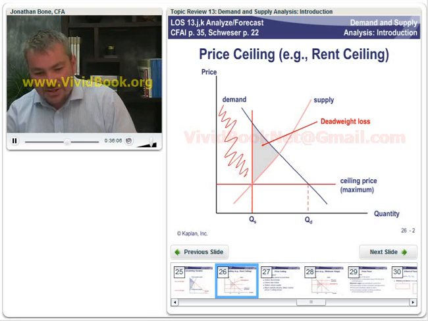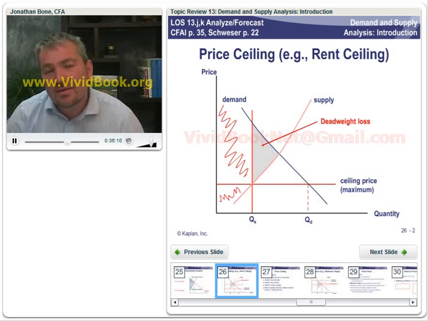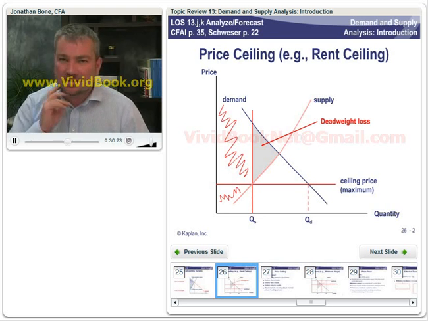Notice your producer surplus is much smaller. In aggregate, though, the two are smaller than they would be at equilibrium, giving us our deadweight loss. So in fact, consumers probably have won here, but at the cost of producers. Overall, society is worse off because there is a deadweight loss.